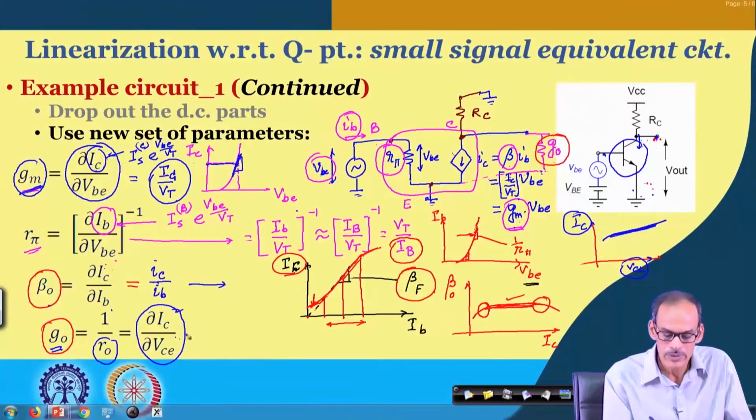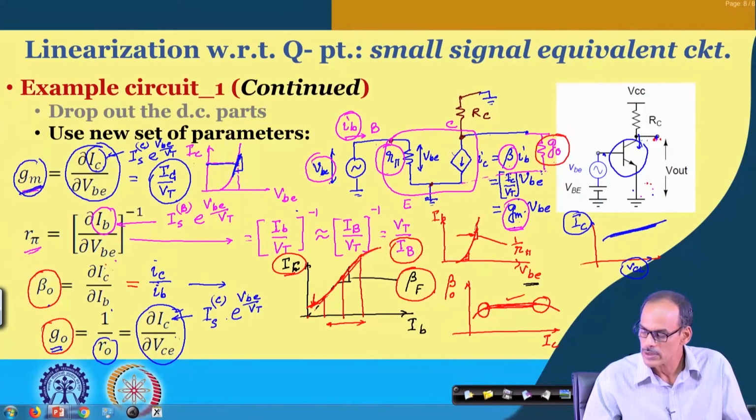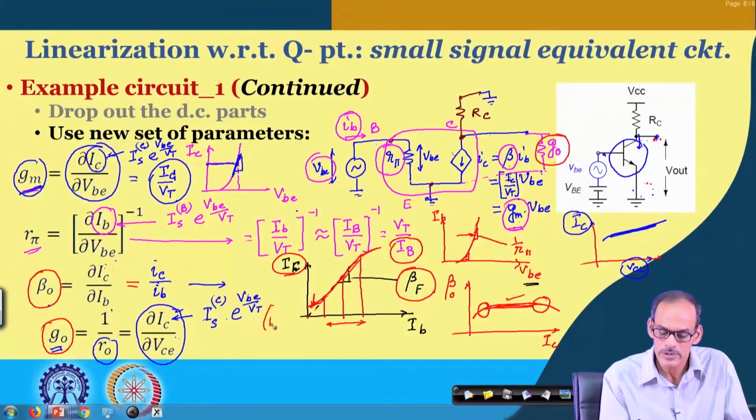So, in fact, to get the expression of this part, you require the expression of this I c: I s c into e to the power V b e by V t. Now, I have to consider this additional factor, namely 1 plus V c e by V a. Then only will this part not be zero.